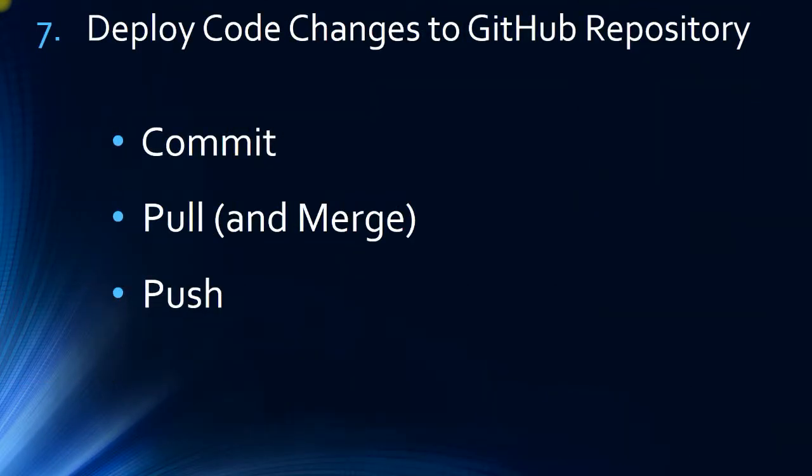The last step, number 7, deploy code changes to GitHub repository. Here, we commit our changes so that we know exactly what we're uploading. We pull and merge from the GitHub repository to our local repository. And then once we have those changes merged, we push from our local repository up to the GitHub repository so that everybody can see the changes.